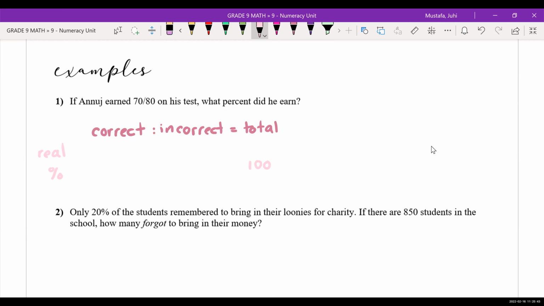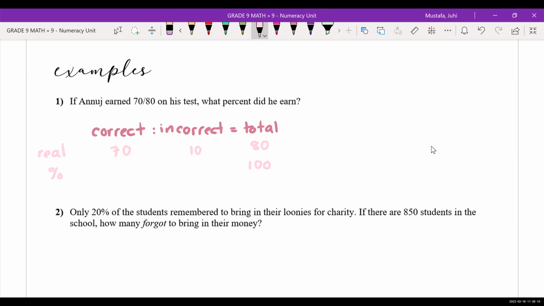If he got 70, where are we going to put that? Is that correct, incorrect, or total? Yes, so he got 70 correct. Where do you think the 80 is going to go? Under total. And so how many did he get incorrect? 10. So we would actually say 10 is the hidden number. It didn't say it explicitly in the question, but we can assume that if he got 70 out of 80, he got 10 marks off.